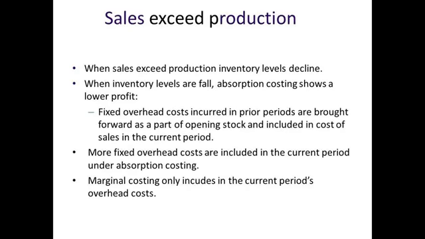When sales exceed production, then the levels in inventory will fall. Absorption costing will now show a lower profit. The fixed costs from the prior period are brought forward in opening stock, and so will be included in the current period, meaning fixed costs will include those from units produced in the current period and those from units produced in the prior period. With marginal costing, only the costs of the current period are included.